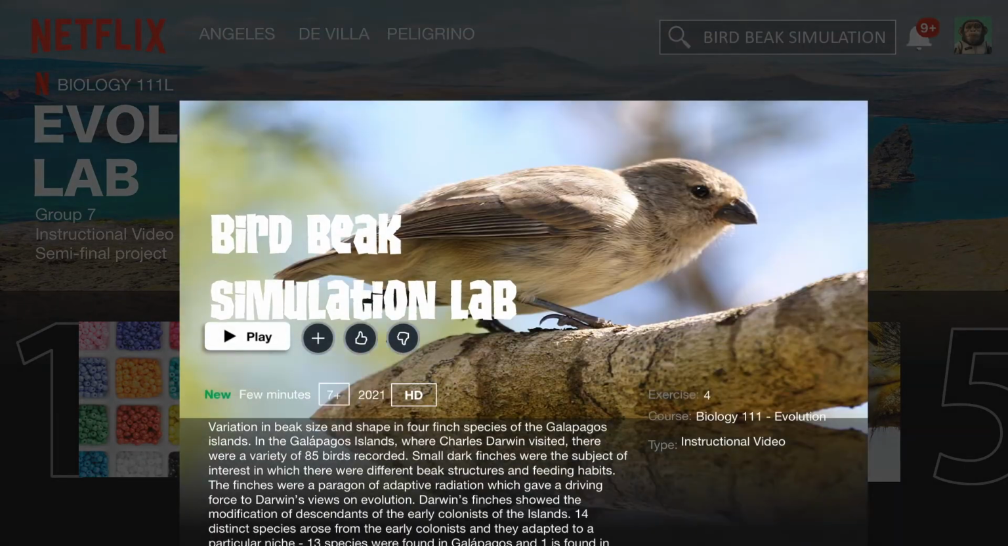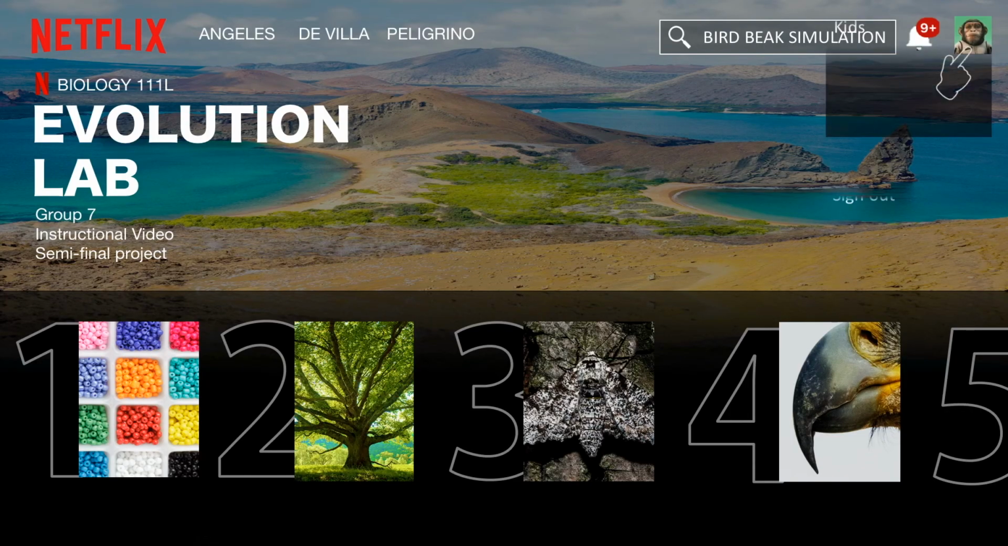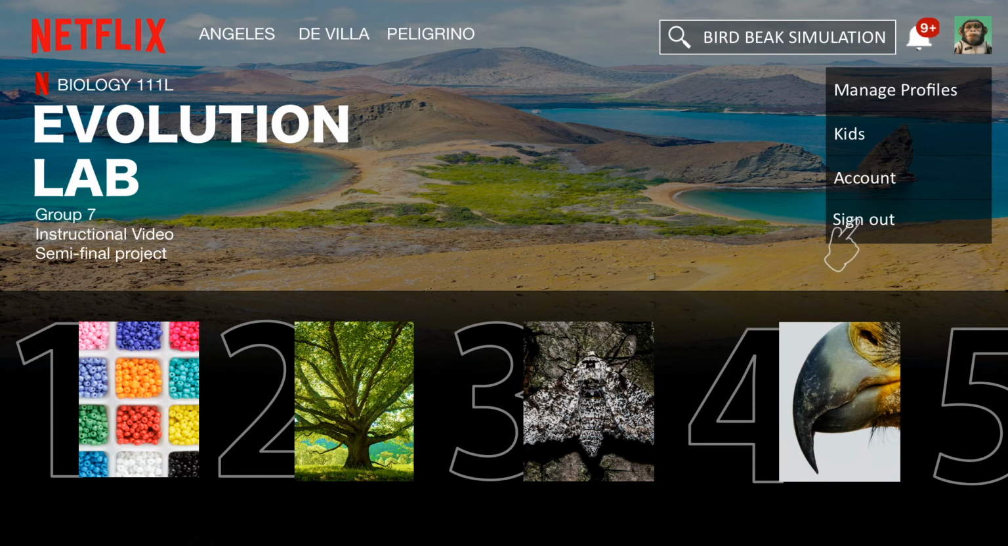To know more about the activity, you may read on the origin of species on Darwin's Galapagos finches.